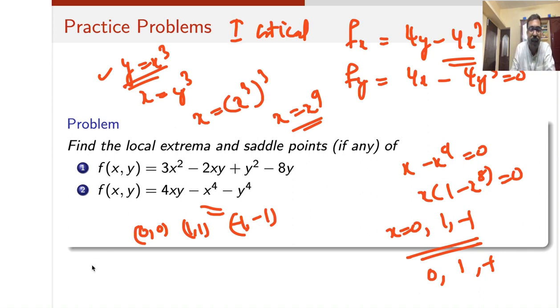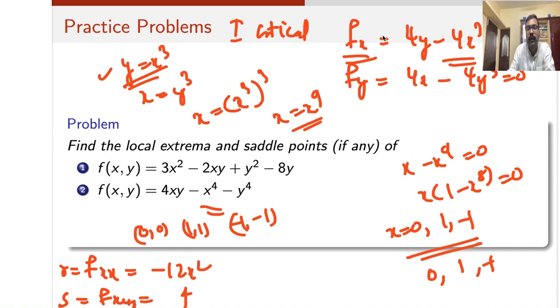So what is my fxx, or what is my r? My fxx is minus 12x square. Taking this fx here, it is minus 12x square. And my s is fxy, so that is 4. I'm going to differentiate it with respect to y, so it is 4. And what is t? t is fyy, which is minus 12y square.